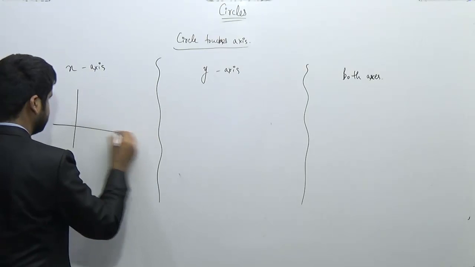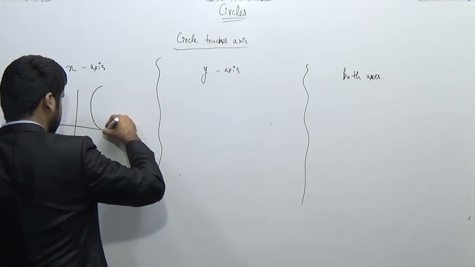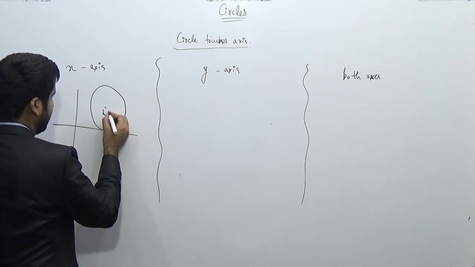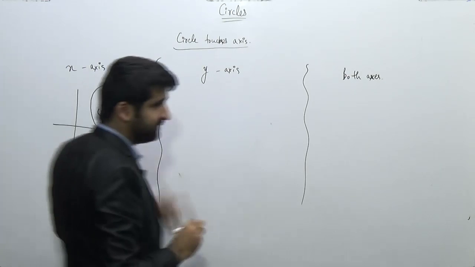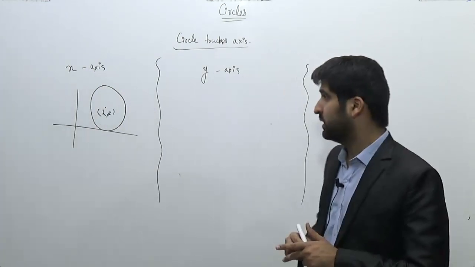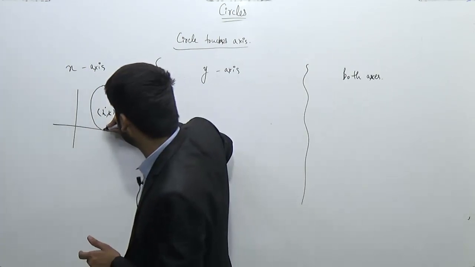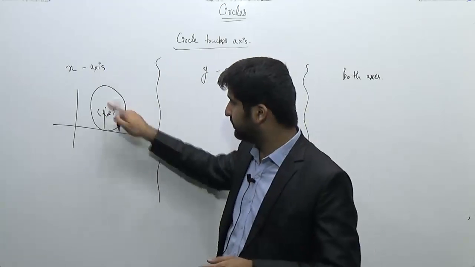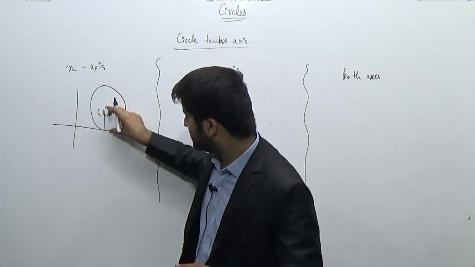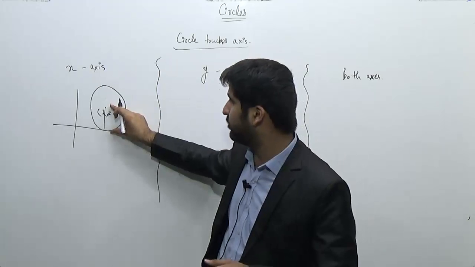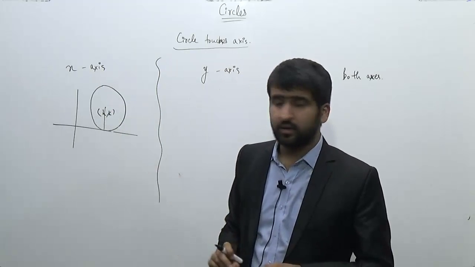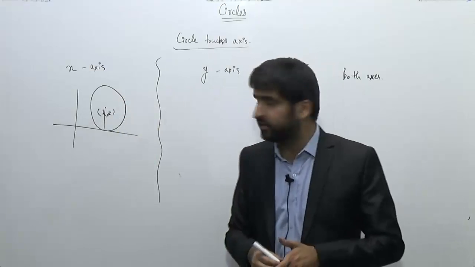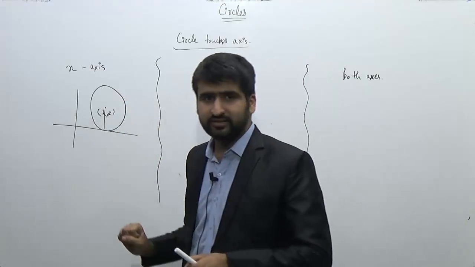So let's assume that this is a circle. Now we know that if the center of this circle is h comma k, can you tell me what will be this distance? If the center of this circle is h comma k, now this distance will be the y coordinate of this center. Why will this be the y coordinate? Because it is touching the x-axis.